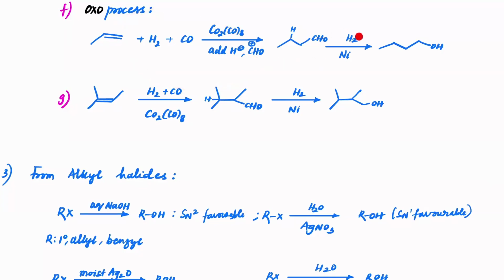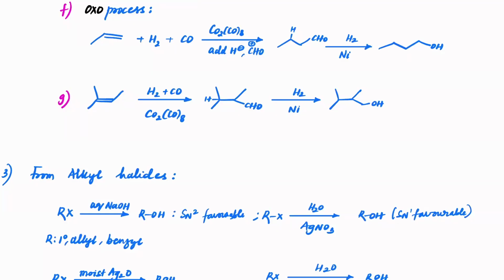Once you get an aldehyde, use catalytic reduction by H2 and nickel. You will convert that aldehyde into alcohol. So the oxo process is first making of aldehydes and then following up to convert that into alcohols.